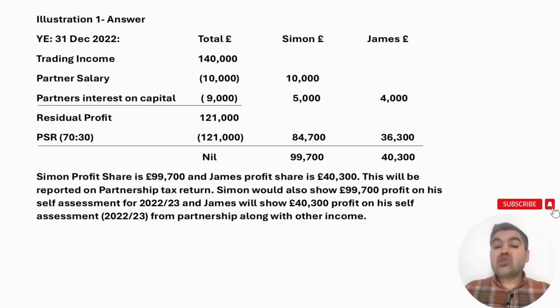Simon would also show 99,700 profit on his self-assessment for 2022-23, and James will also show 40,300 on his self-assessment for 2022-23 from the partnership, along with other income, for example, wages. If they have rental income or receive a dividend, this must be reported all together on his self-assessment.